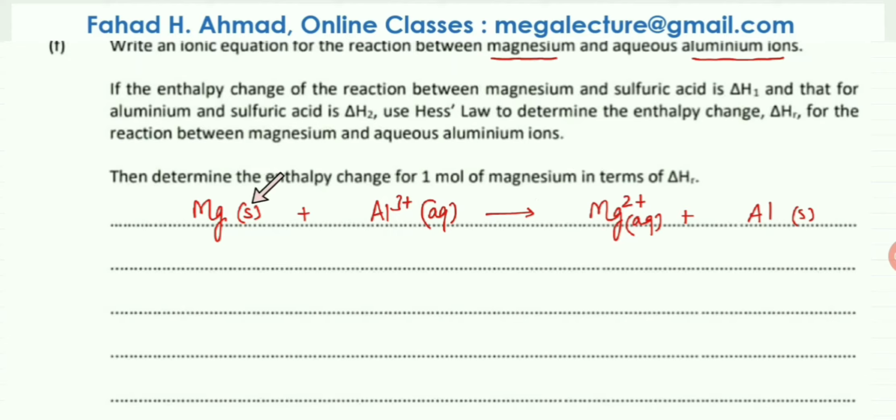Magnesium, being more reactive, ends up losing electrons and forms 2+ ions. Mg always forms 2+ ions, and they would dissolve and become aqueous. Whereas aluminium ions are the ones that are going to end up gaining electrons. They're going to gain 3 electrons to form aluminium solid.